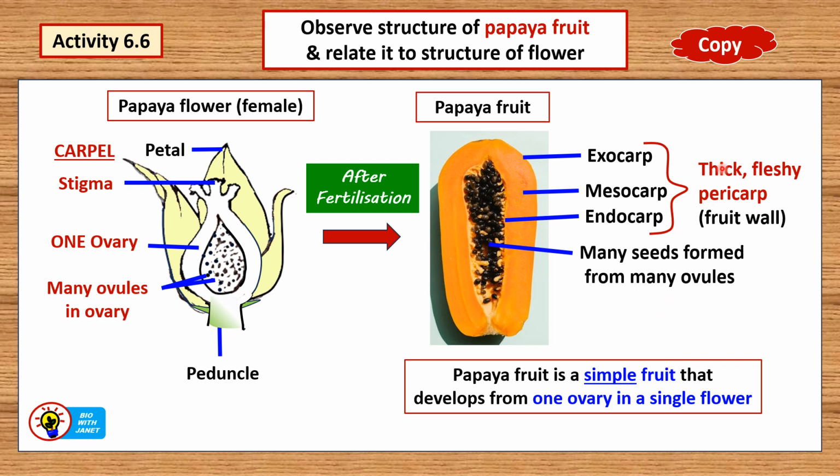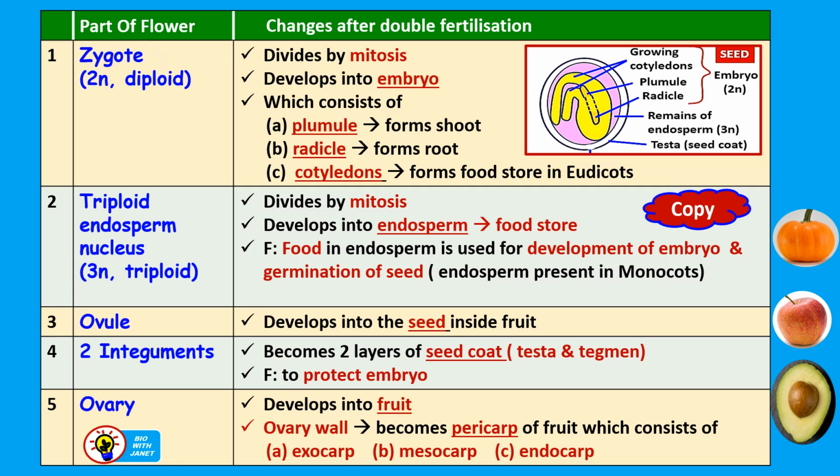Right, so you can copy this down for your activity 6.6 in your notebook. So here is a good table to show you the summary of what we have discussed just now. That means the parts of the flower and the changes to these parts after double fertilization. What do they become? What do they develop into? Okay, so let's go through this very quickly, even though we have discussed it earlier.